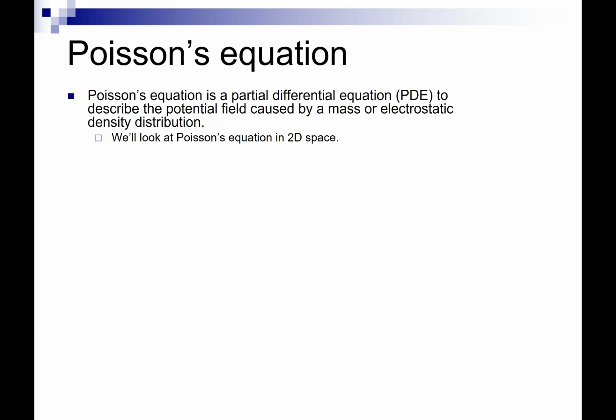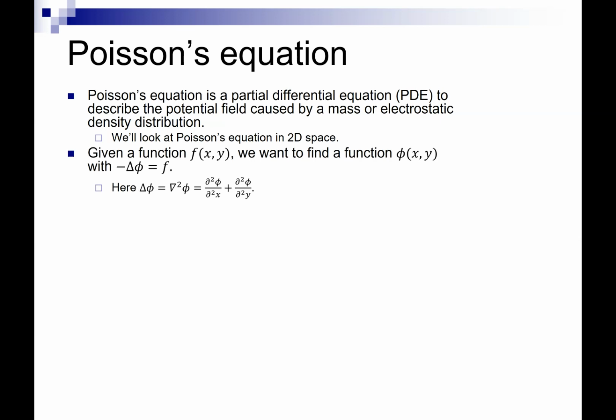Which can be caused by mass, so it can be a gravitational field, or it can be an electric field. We're not going to worry too much about the physics behind Poisson's equation. We're going to look at this equation in 2D. We're just going to focus on how we can implement this efficiently in parallel.